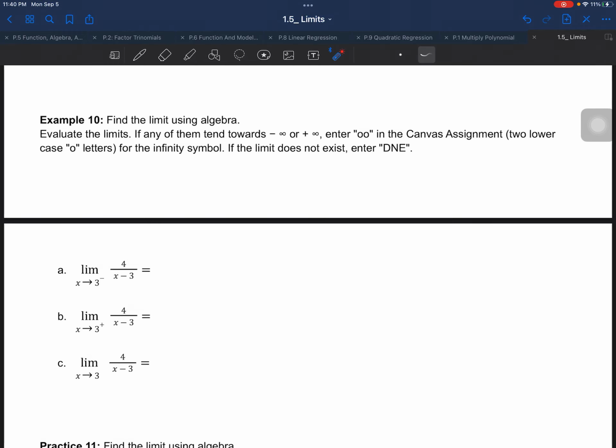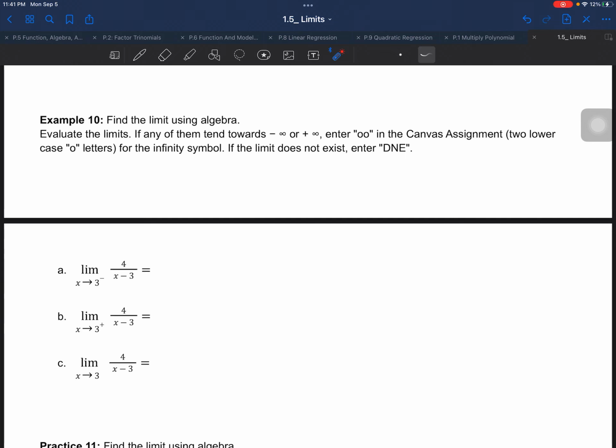Alright class, we're gonna go over example 10, finding the limit using some algebra and just some special instructions. When we evaluate the limits, if any of them tend to go towards negative infinity or positive infinity, enter double O in the Canvas assignment, two lowercase o letters for the infinity symbol. The assignment will automatically change the double O's to an infinity. If the limit does not exist, then enter uppercase D and E.